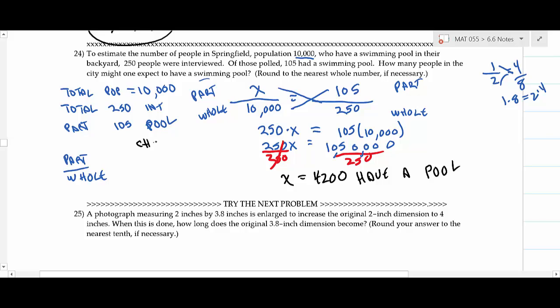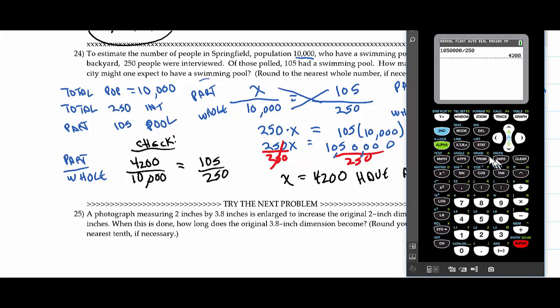Okay, now I'm going to teach you how to check this. And this is how you make sense of this. So what we have is 4,200 people out of 10,000 have a pool. Okay, that should be equal to 105 over 250. Now there's two ways to verify this. One way is on the calculator. Just think of a percentage. If you did 4,200 and divided that by 10,000 like this, that's going to give you a decimal. It gives you 0.42. What percent does that mean? 42%. A little less than half have a pool.